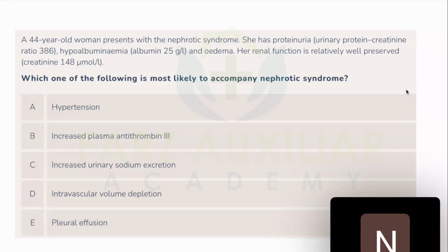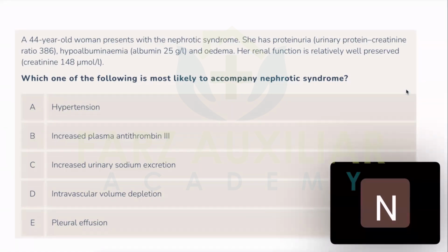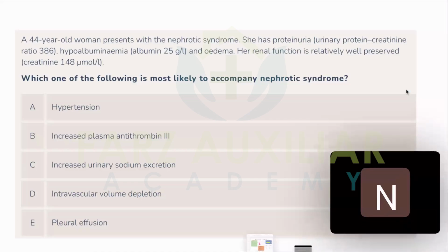A is gone. Somebody has said increased plasma antithrombin 3. There is decreased plasma antithrombin. Yeah, nephrotic syndrome is a hypercoagulable state. There is a decrease in plasma antithrombin 3, not an increase. So option B is not the answer. Sodium excretion also is less. So increased urinary sodium excretion is wrong. Sir.